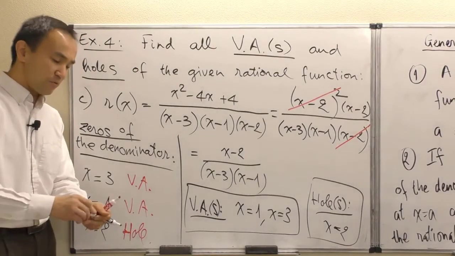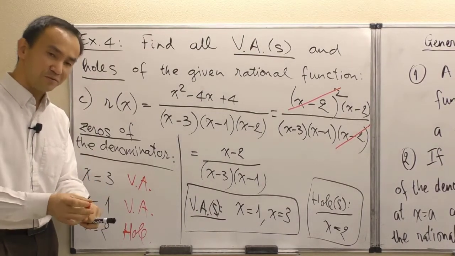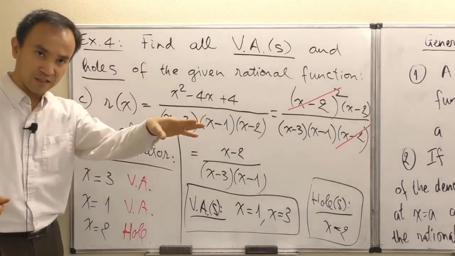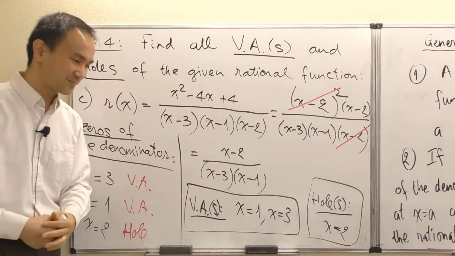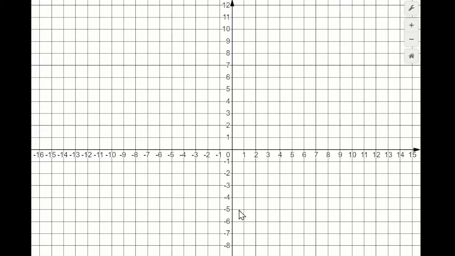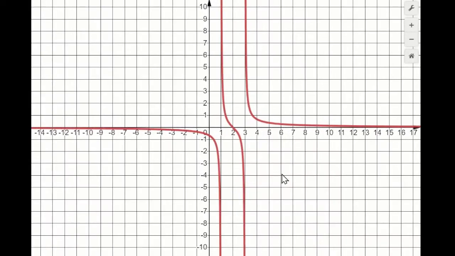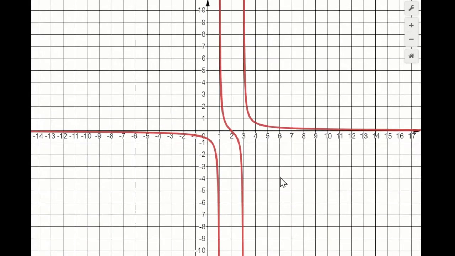Once again, I am going to swing over to my graphing utility at the computer station to show how the graph displayed with decimals is consistent with this. With my empty graphing space here in decimals, this is the graph for our function in part C that we just finished. This is r of x equals x squared minus 4x plus 4, all over x minus 3 times x minus 1 times x minus 2.